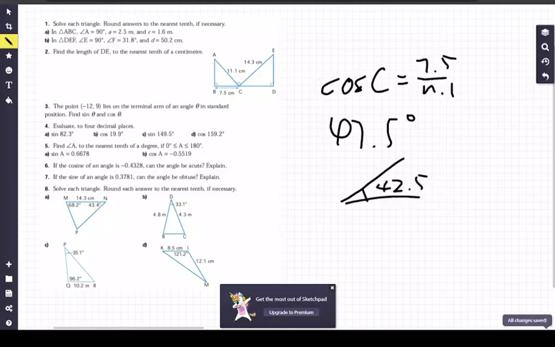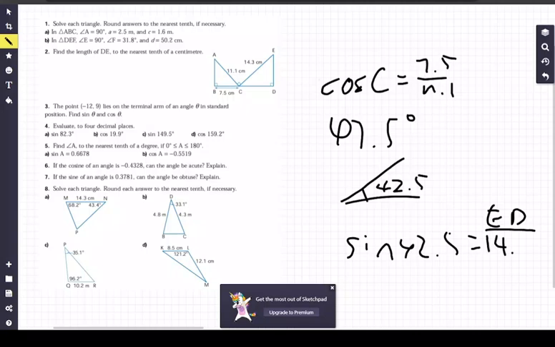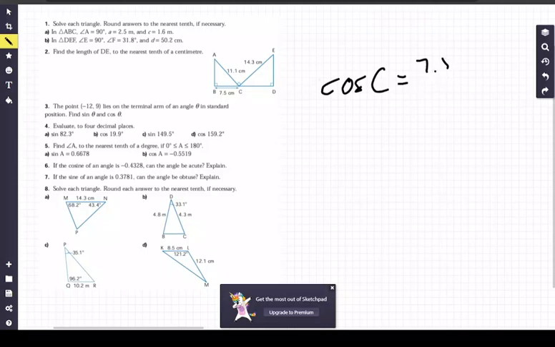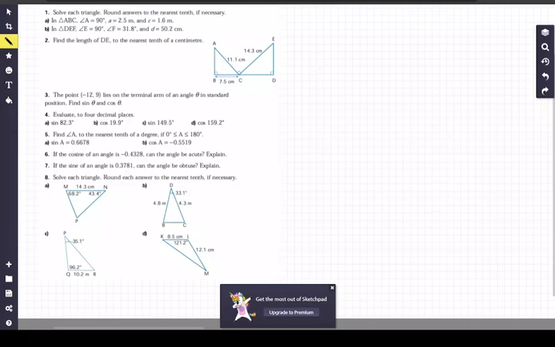Now that we have that, we can go ahead and use the sine law. ED over 14.3. So ED is equal to 9.66, so 9.7. Always when you see these types of questions, give it a try, do some funny stuff. If you can't do it, try another way, and that's how you do it.